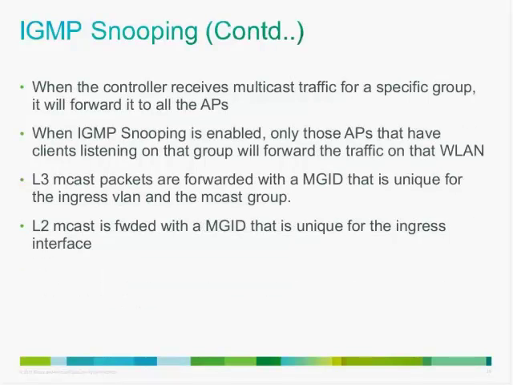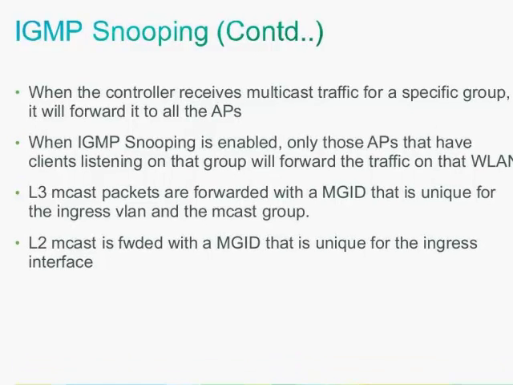When the controller receives multicast traffic for a specific group, it will forward it to all the access points. But when IGMP snooping is enabled, only those access points that have clients listening on that group will forward the traffic on that WLAN. Layer 3 multicast packets will be forwarded with an MGID that is created based on the ingress VLAN and the multicast group IP. Layer 2 multicast is forwarded with an MGID that is unique for the ingress interface, as in this case we do not have a multicast IP address.